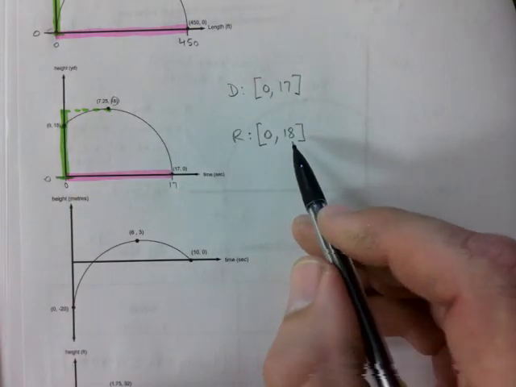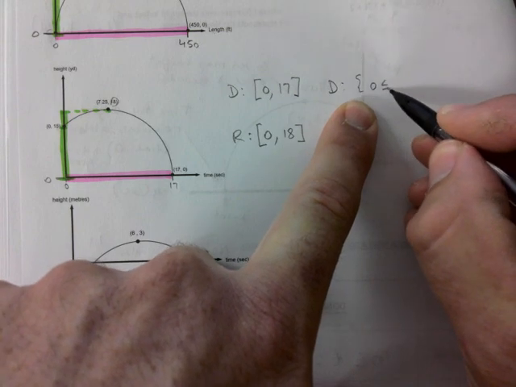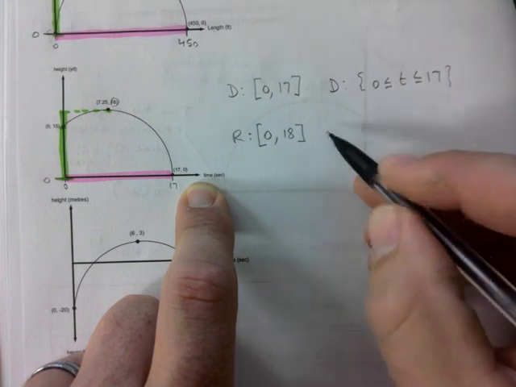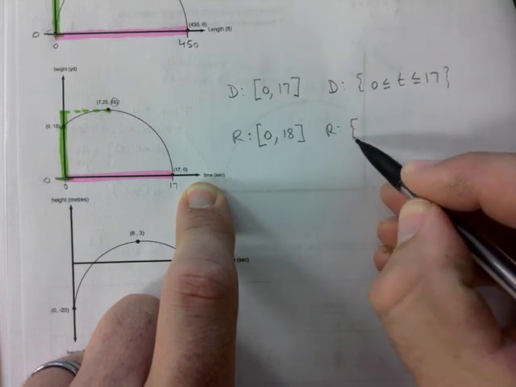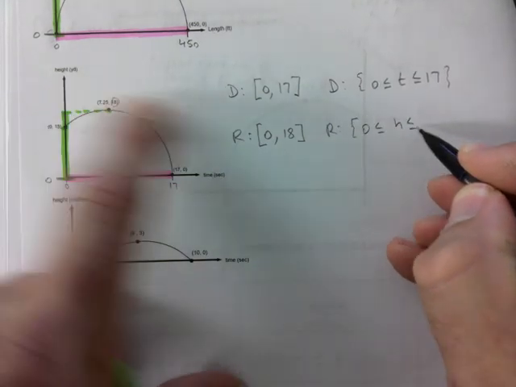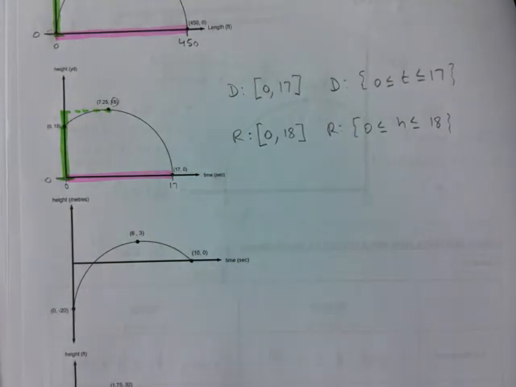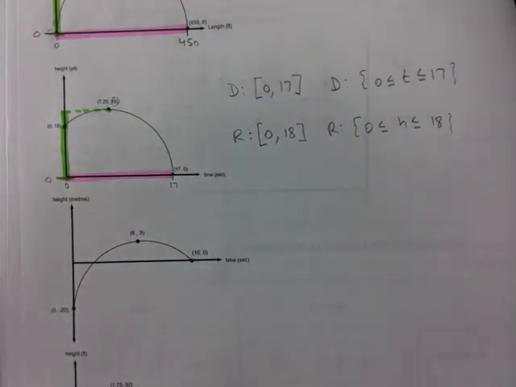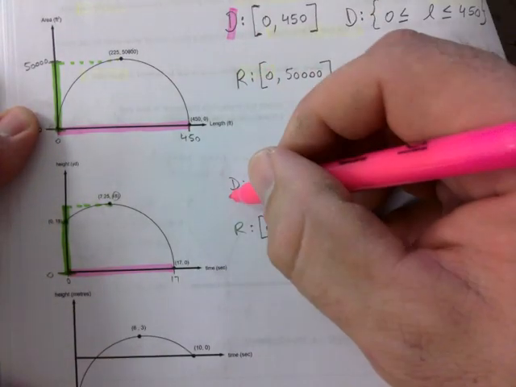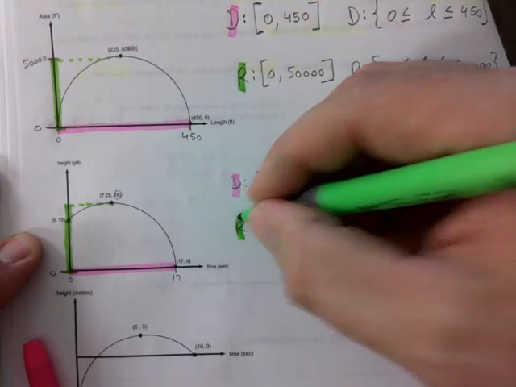All right, so here we go, domain. This will be 0. What are we going to use? I'm going to use T, 0 to 17. And then range, it goes from 0. I'm going to use H for height, all the way to 18 like that. So you're saying, hey, between these two values. You know what? Why not do this? Domain gets a pink highlight there, and the range gets that.